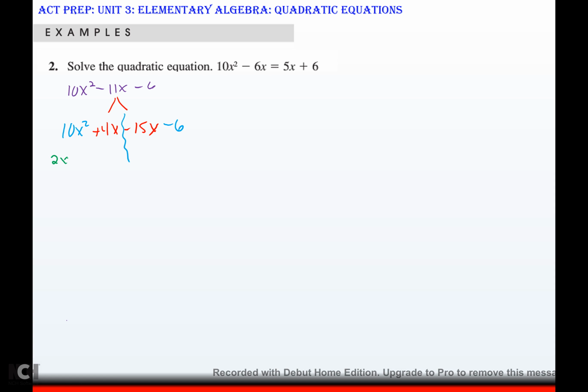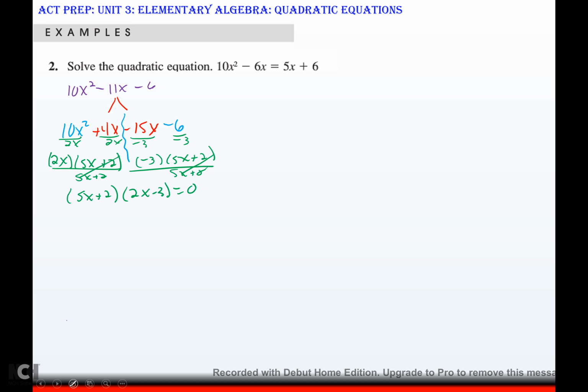GCF by 2x, divide by 2x, gives me 5x plus 2. The other side, GCF by negative 3, and I get 5x plus 2. GCF again by 5x plus 2, divide by it, and I get 2x minus 3 equals 0.